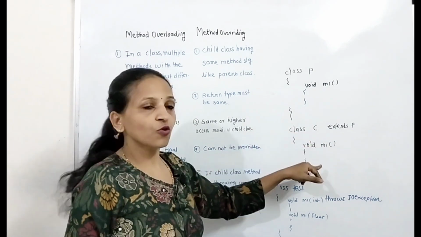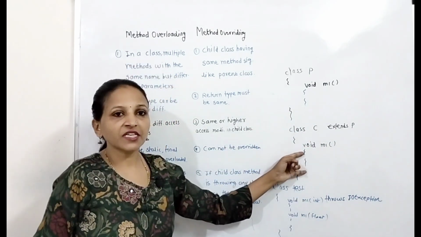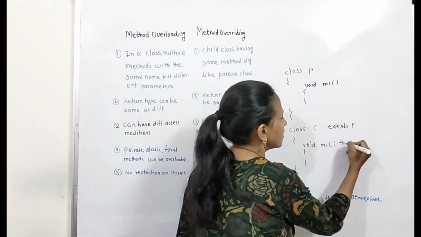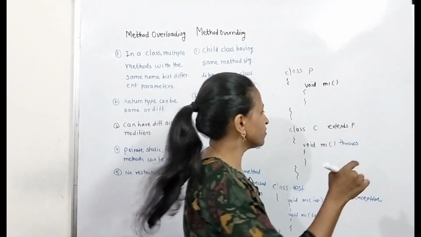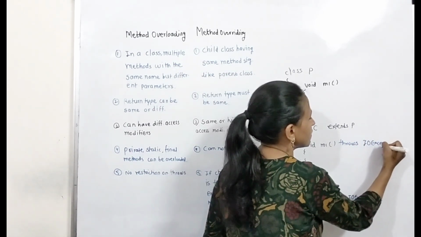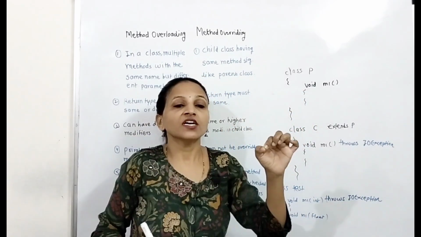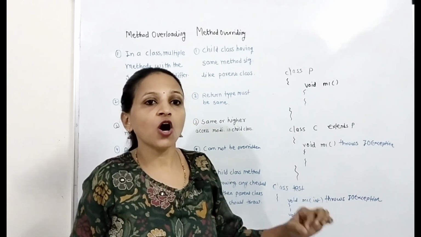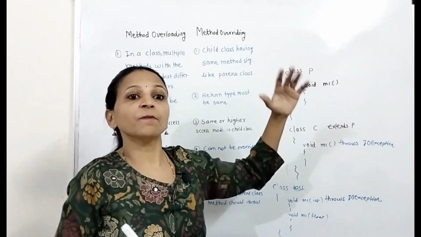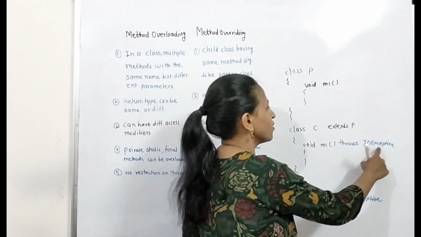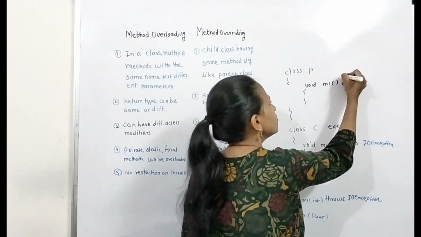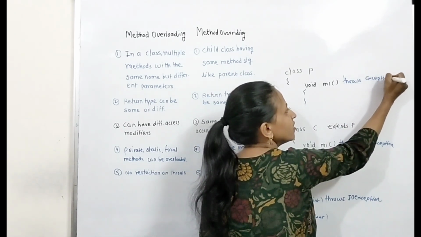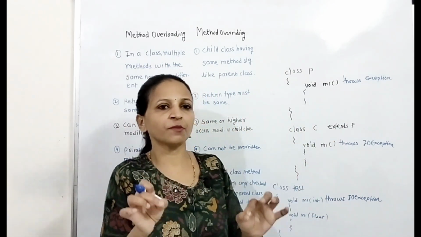But in case of method overriding, suppose a child class method is throwing a checked exception. Let's say this m1 method is throwing a checked exception, so we write the throws keyword with IOException. Then the parent class method should throw the same exception or a higher exception, meaning the base exception type. IOException is derived from the Exception class, so here you can write either IOException or also only Exception. Always keep in mind this type of relationship should be there.